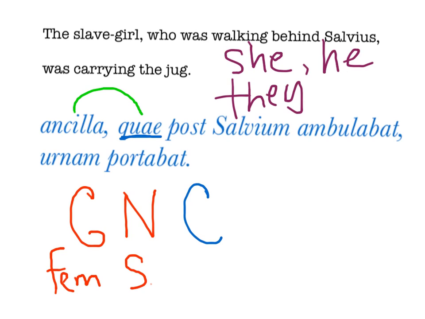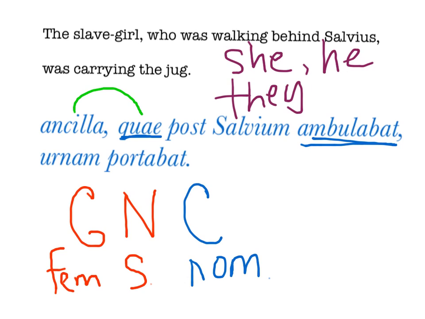So what we're looking at here is the quae. It's going to be feminine and singular because it's pointing back to the slave girl. It's female, one, so we don't have plural, we don't have masculine or neuter involved here. But quae is acting as the subject of ambulabat, who was walking. If you remember, the case that is for subjects is the nominative case. So quae ambulabat, who was walking, that's going to be nominative because the who there is the subject of the walking.